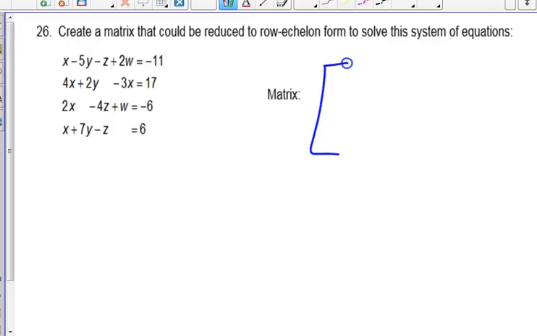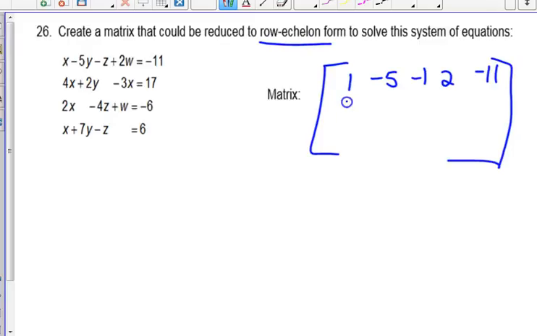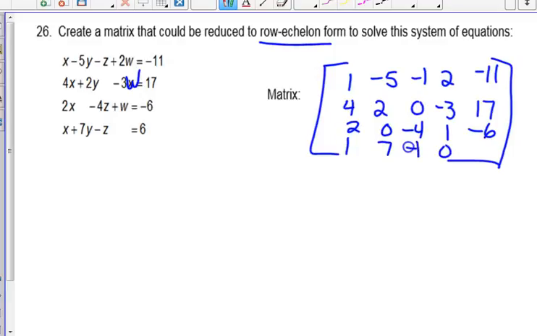This says just rewrite the matrix. It would be 1, -5, -1, 2, -11. It says we want to do RREF, so that means you put it all in one matrix. This is supposed to be a W, my bad. Okay. That's all it asks you to do.